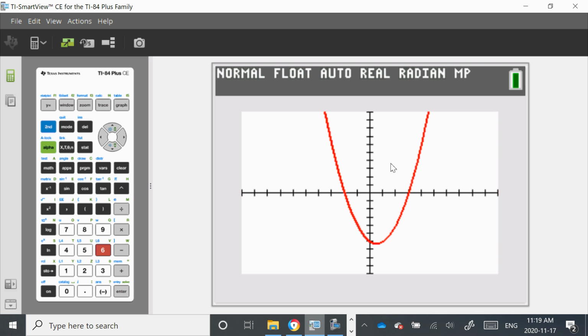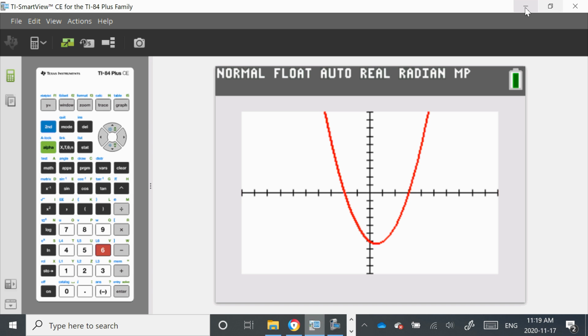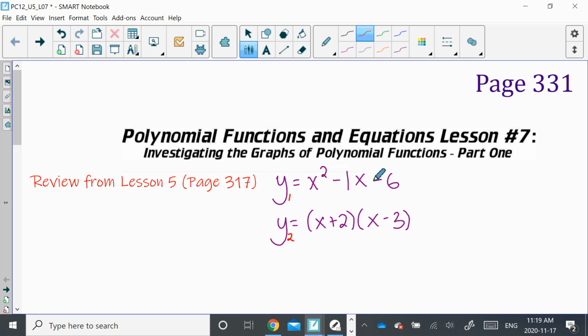What that shows you, because these are the exact same graph, is a couple of things. That we factored correctly, right? That's the first thing this is showing you, because y1 is equal to y2.